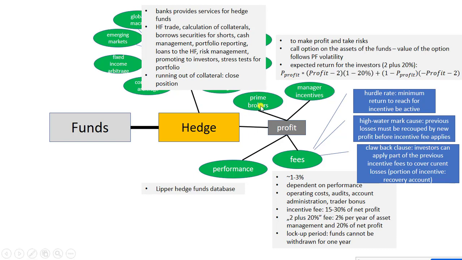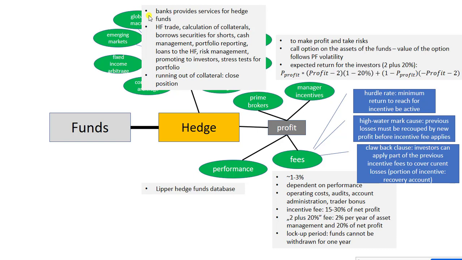And we can have prime brokers, and this means that we have banks who provide services for the hedge fund. So these services can be related to high frequency trade, calculations of the collaterals.